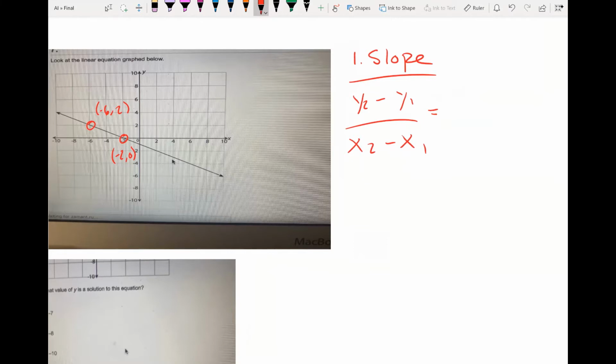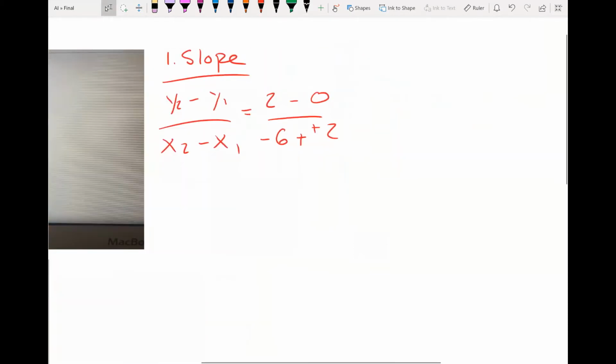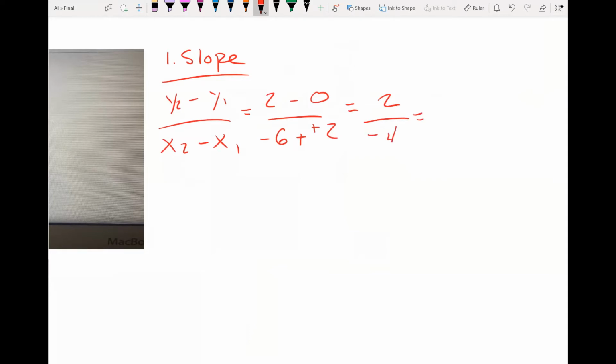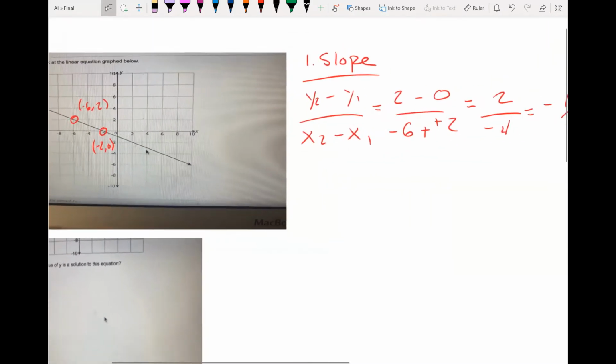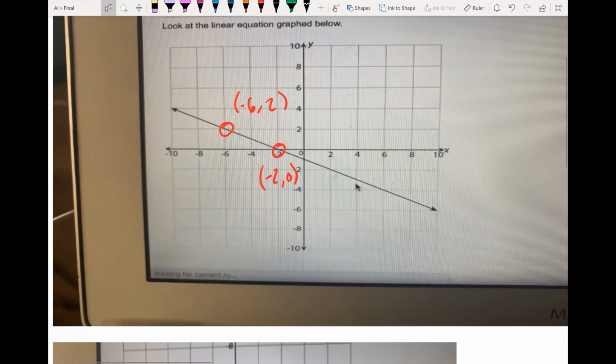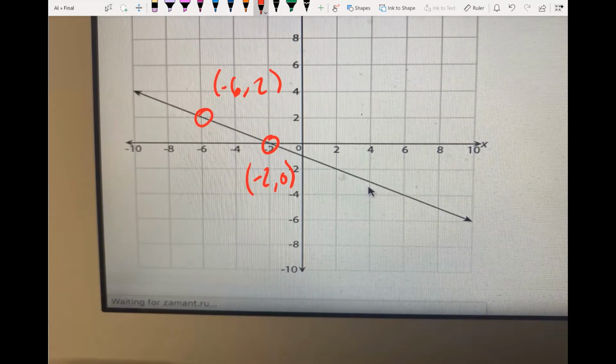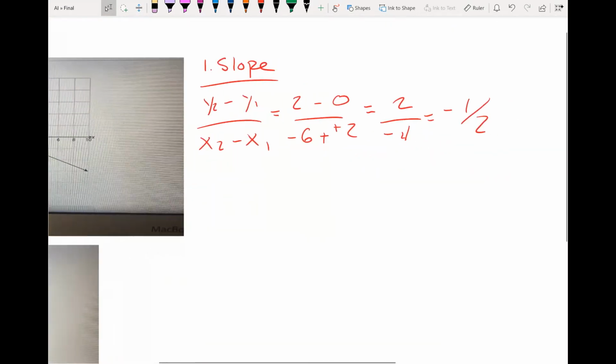For y2, it doesn't matter which one you pick as long as you keep it consistent. So I'm going to pick 2 for this. That means this one is -0. This one's -6 minus -2, which is just plus. 2 over -6 plus 2 is equal to -4. That equals -1/2, which is our slope. We can make sure that's correct. We know the slope is negative, so let's say go down 1 over 2, that's correct, just with the eye test.